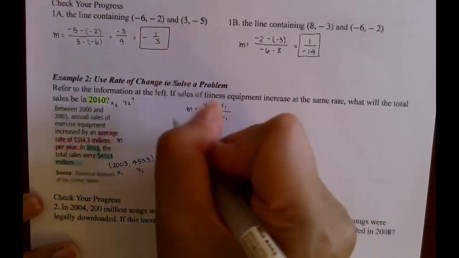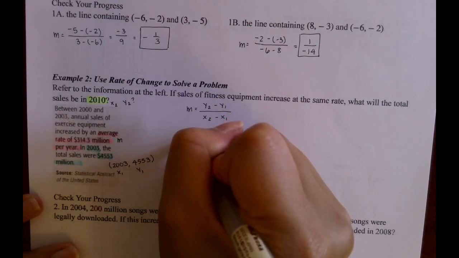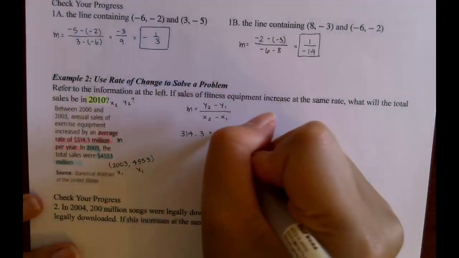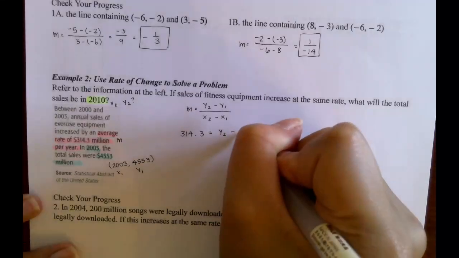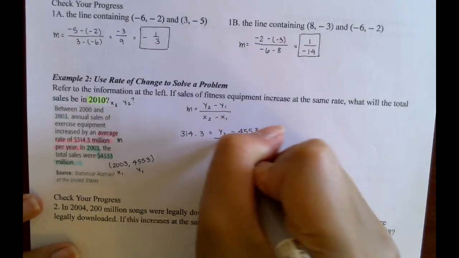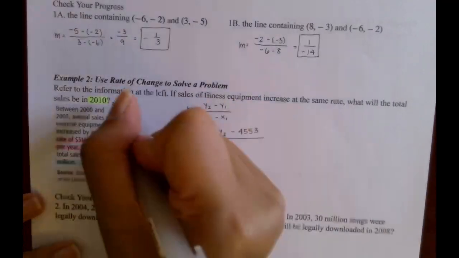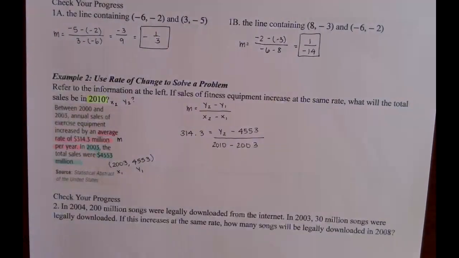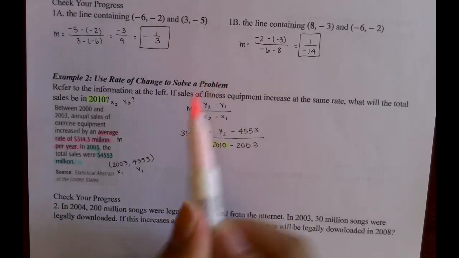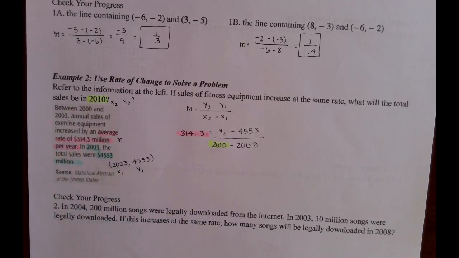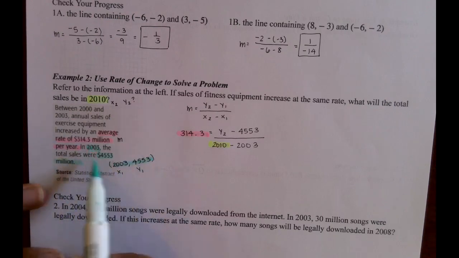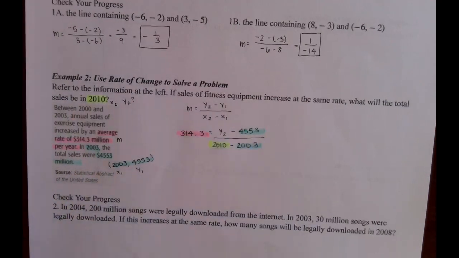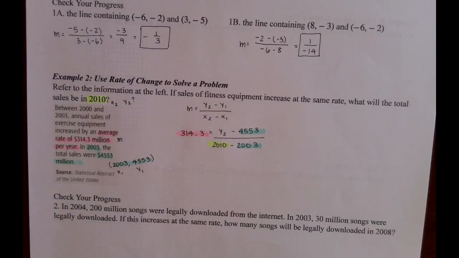Our slope, we're going to plug in as 314.3. Y2, we don't know yet, minus our y1, which is 4,553, over x2, which is 2010, minus x1, 2003. So again, where did I get this information? This is the 2010, that was in yellow. This 314.3 came from average rate, because rate of change is another way we say slope. And then this is that point here, 2003, 4,453.